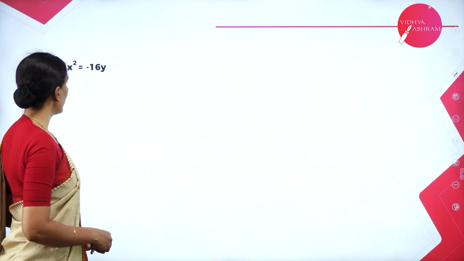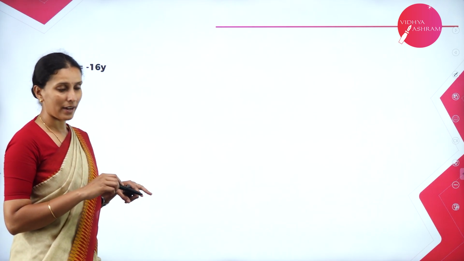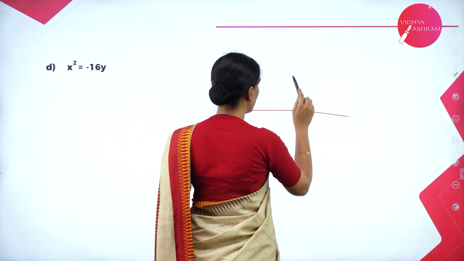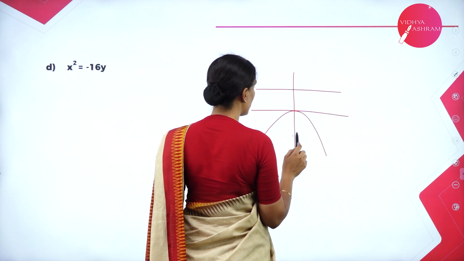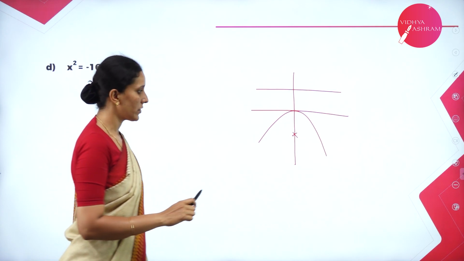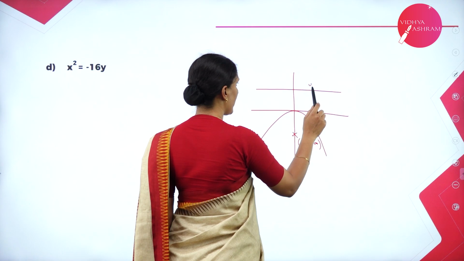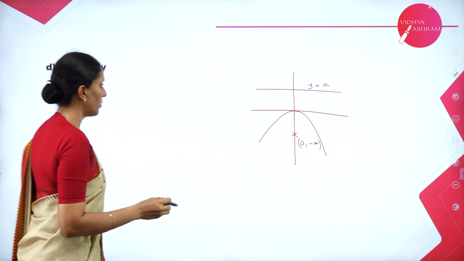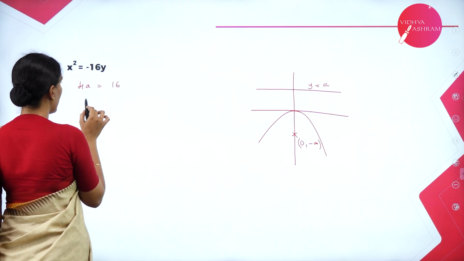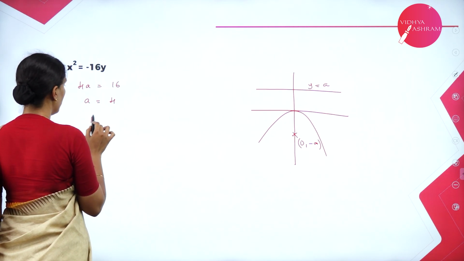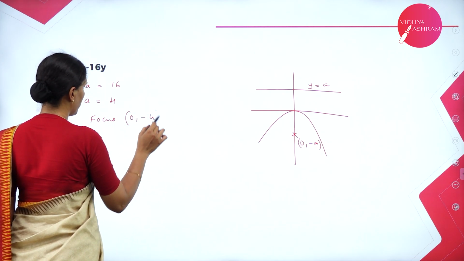Next one, x square is equal to minus 16y. So the equation starts with x square and it is negative. So therefore it is downwards. Directrix along positive side, focus along the negative side. So which becomes 0 comma minus a, and here y is equal to a. So therefore 4a is equal to 16, a is equal to 4. Focus is 0 comma minus 4.